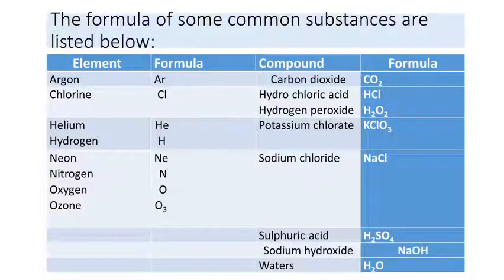This table shows the formulas of some common substances. We have four columns: elements and their formulas, and compounds and their formulas. Here we have argon Ar, chlorine Cl, helium He, hydrogen H, neon Ne, nitrogen N, oxygen O, ozone O3. Here for compounds, we have substances that have two or more elements.